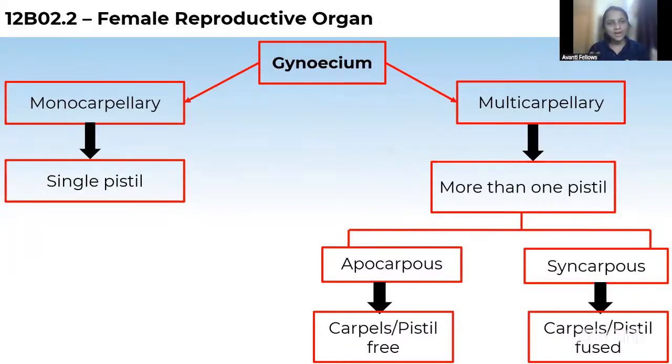In the gynoecium, we have two types. One is monocarpellary and the other multicarpellary. Monocarpellary has a single pistil, multicarpellary has more than one pistil. In the multicarpellary, there are only two types, apocarpous and syncarpous. Apocarpous means carpels are free. Syncarpous means pistils or carpels are fused. Kindly make a note of this. Then we'll go to the next slide.